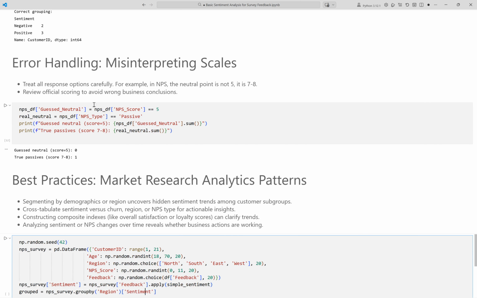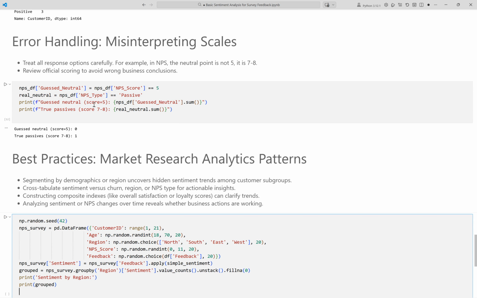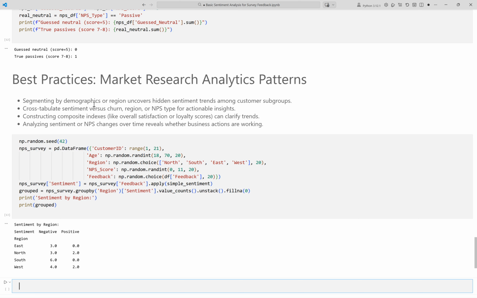Running the cell now. This output shows the count of negative and positive sentiment segmented by region, highlighting how sentiment distribution varies across customer subgroups. Notice that some regions, like South and East, have only negative sentiment, while others, like North and West, show a mix, illustrating how demographic segmentation uncovers hidden sentiment trends crucial for targeted marketing strategies.